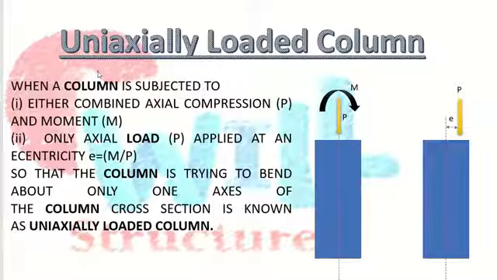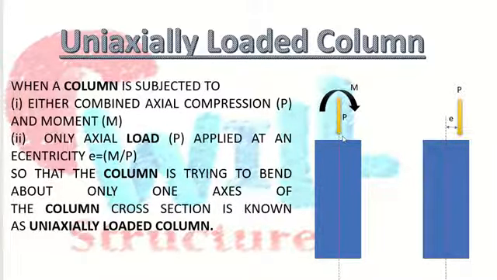You can see this in these two diagrams. These two diagrams suggest that when the column is subjected to either combined axial compression load and the moment, or the only axial load P which is applied at an eccentricity, so that the column is trying to bend about only one axis, is considered as the uni-axial load. See, in this diagram, P is axial load which is acting on the column and it is passing through the centroid of the column. Also, the moment is acting. Such type of column we can design as uni-axial loaded column.